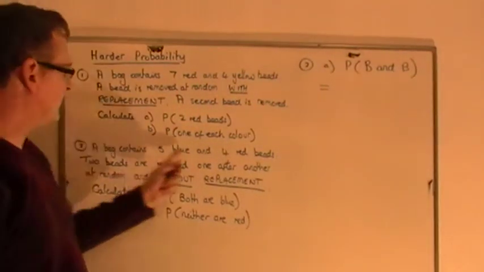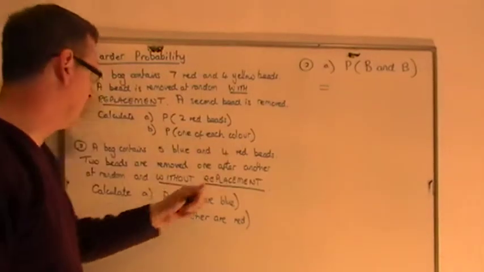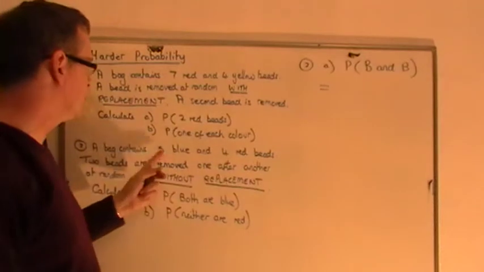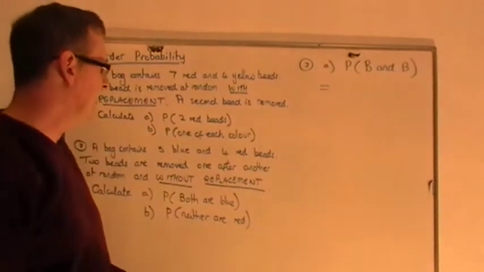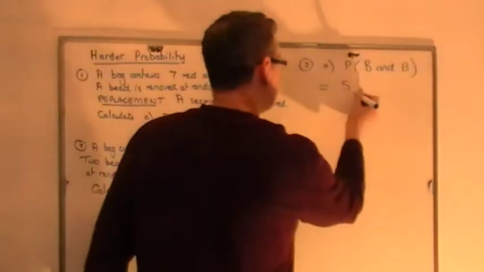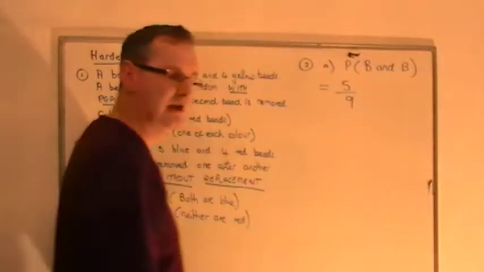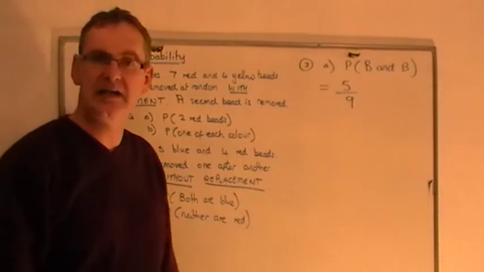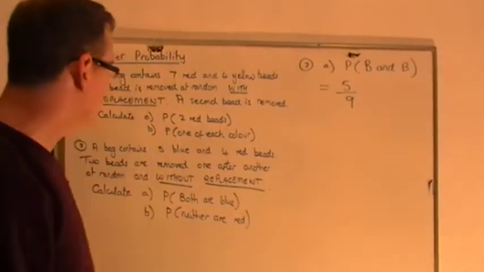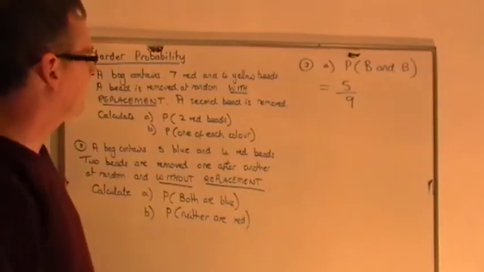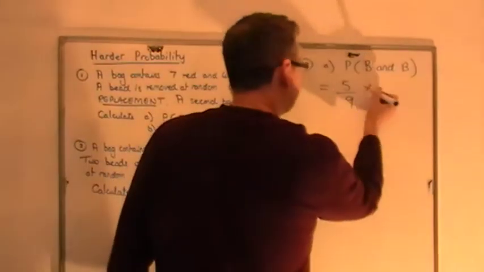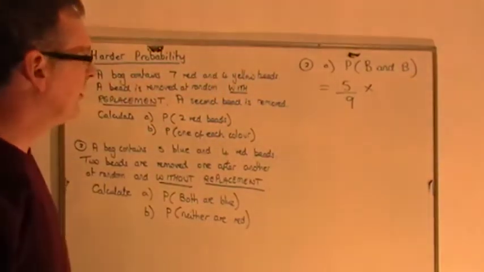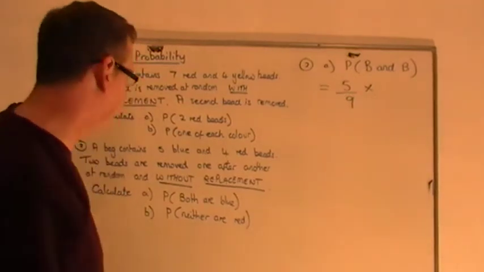Let's have a look at the chances of getting a blue on the first go. There are 5 blue beads and 4 red beads. That means there's 5 chances out of 9 in total of getting a blue bead. 5 out of 9. And that means, thank heavens for that, times by a blue on the second go this time.